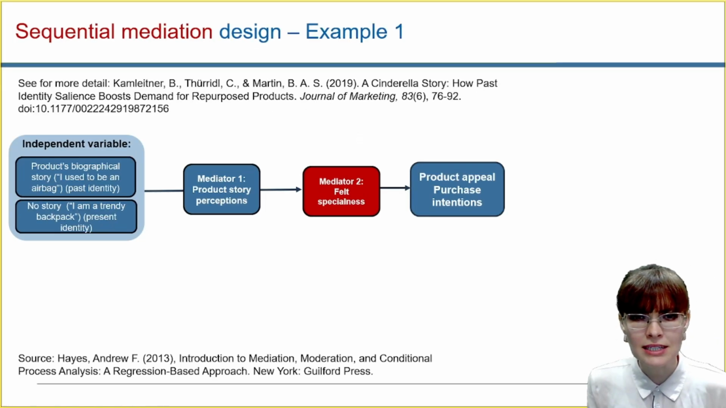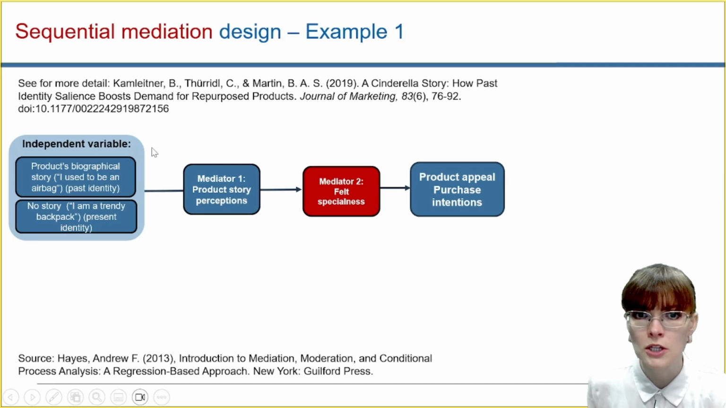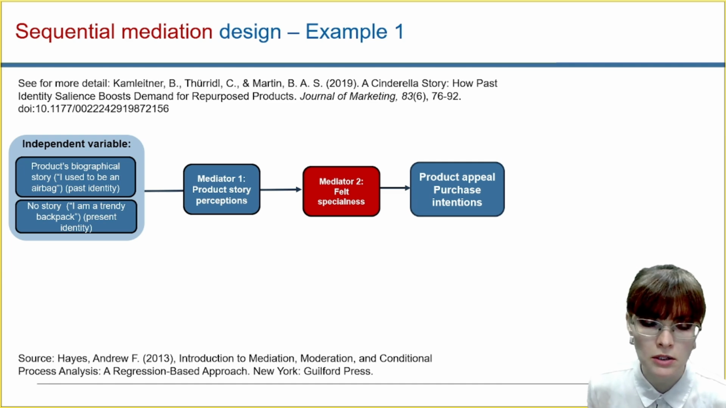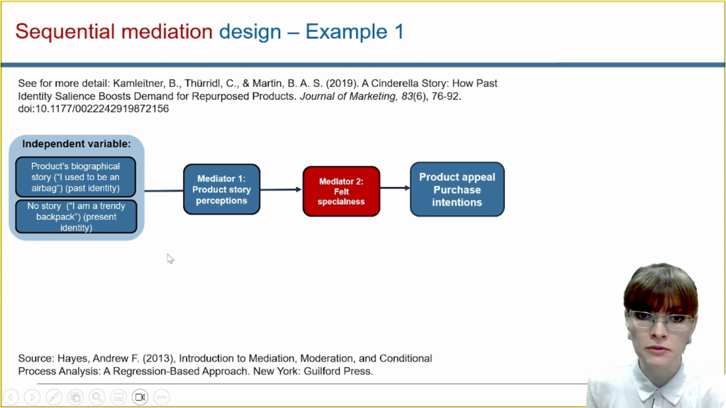How do we do it statistically? Let me show you an example. This comes from the Journal of Marketing, a paper published in 2019 by Kamleitner, Thürridl, and Martin, and I did hope I pronounced the last name correctly. The aspect that this research team was investigating was upcycled products and how you can stimulate consumers' purchases of these type of products. And they had two interventions.